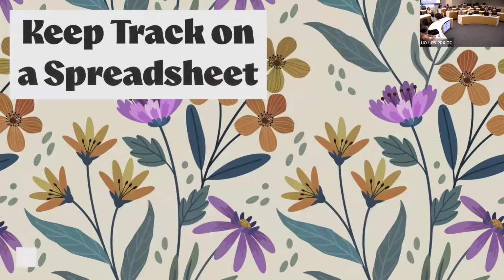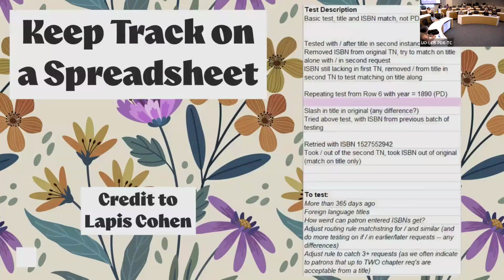And then additionally, this was Lapis Cohen's idea when I shared some of my original rules with him. He came back with a spreadsheet that he'd created of how he was testing the rules, what he was doing for each test, and different ways to try and break and check them. So I recommend you do the same if you are going to be testing new rules.